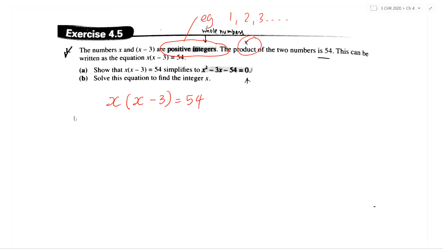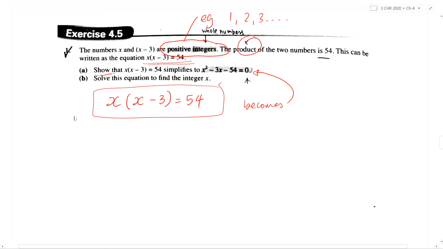Okay, and it is shown in this line. They are giving you this information, and they say that, part A, show that this simplifies to x squared minus 3x minus 54 equals 0. Show that this becomes this. How do we show that? Do they look alike? They don't. But they are telling you that they are supposed to be the same. And it is your job to make them the same.